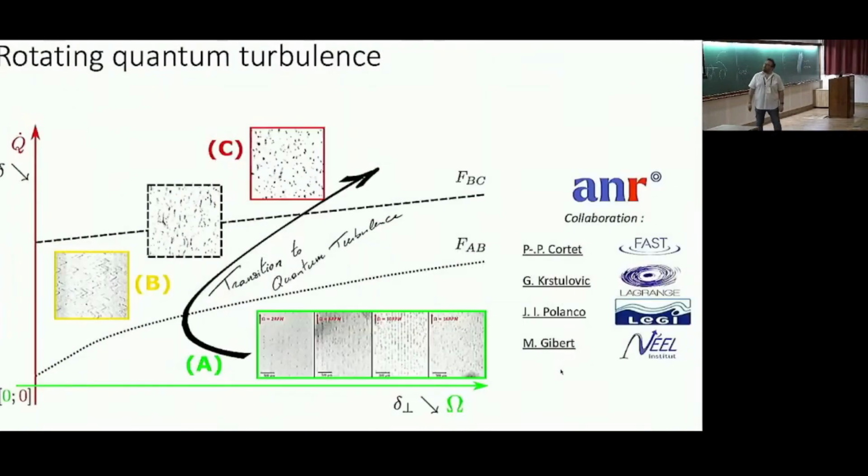To study all this, we built up a collaboration with Pierre-Philippe Cortet in the FAS, who is an expert in inertial waves, and who already helped us quite a bit in analyzing our data. Giorgio Kostolovic, who does lots and lots of simulation of all kinds in these systems. Juan Ignacio Polanco in Légy in Grenoble, who just got hired as a CNRS researcher, who also works in numerics, and myself. And this defined a path, hopefully, to quantum turbulence that we intend to explore in the next few years.